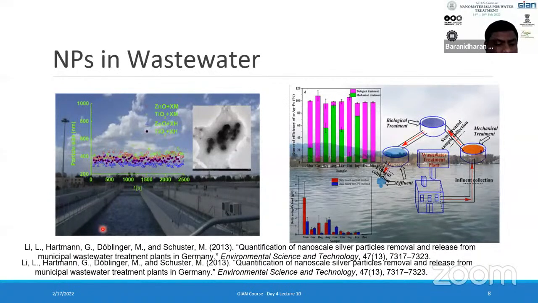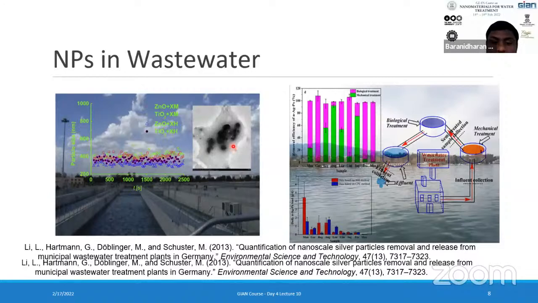So in one such study, where they were eager to quantify, they looked at the size range of the nanoparticle, which was between 300 to 400. ZnO is the nanoparticle that we are looking into. XM and XH are the locations of the two different wastewater treatment plants. When they looked at how it behaves with respect to time, whether the nanoparticles keep aggregating and the size keeps increasing, they found that up to a certain time the nanoparticle range was around 200 to 400.